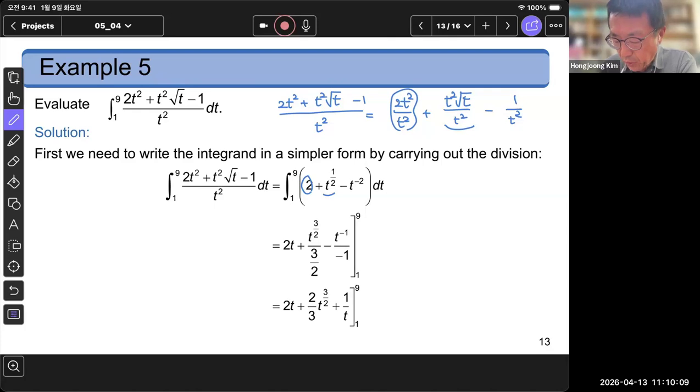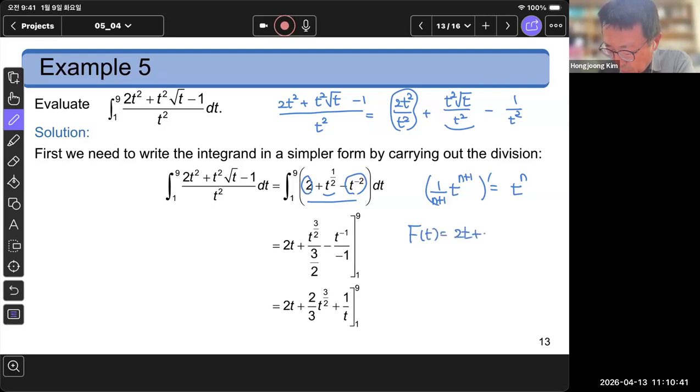And 1 over t squared is t to the negative 2. Then please remember that if I differentiate t to the n plus 1 times 1 over n plus 1, you get t to the n. Okay, so using this information, the antiderivative of this will be 2t plus t to the 3 half over 3 half minus t to the negative 1 over negative 1.